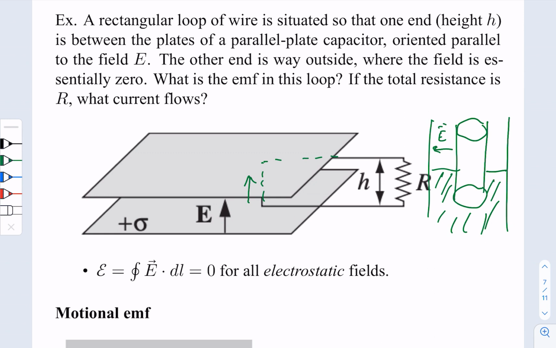So technically speaking, this E is only pointing upwards in the middle. Because it's not an ideal capacitor, when it goes slightly out, the E field will look like a circle like this.